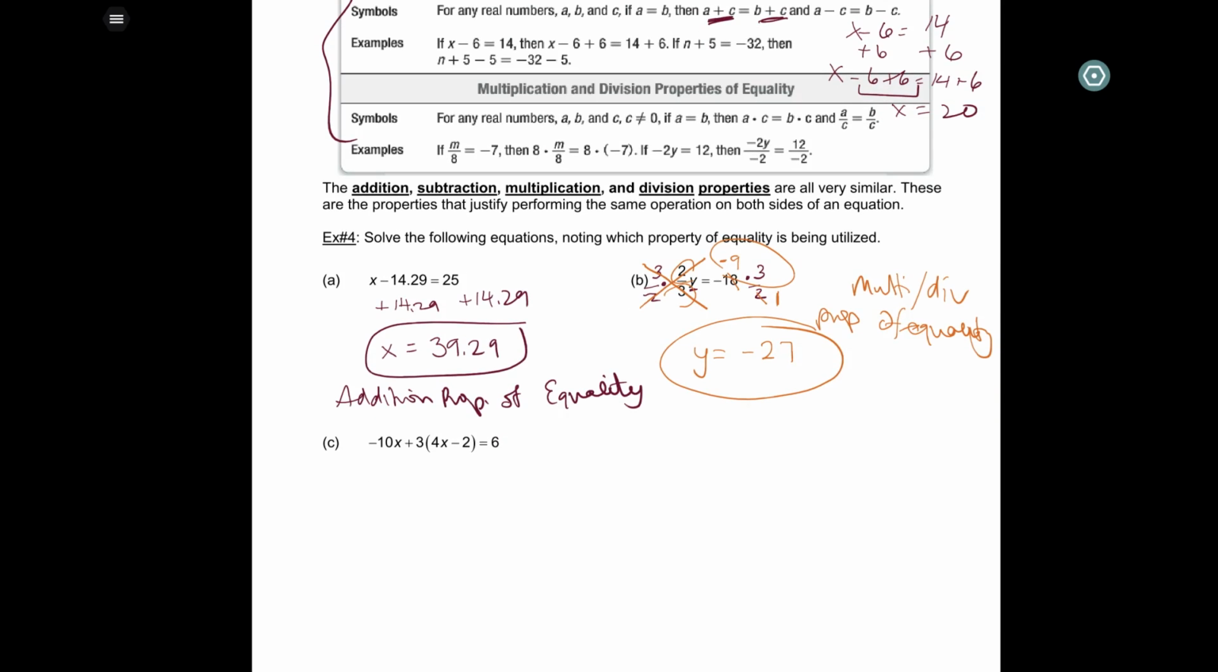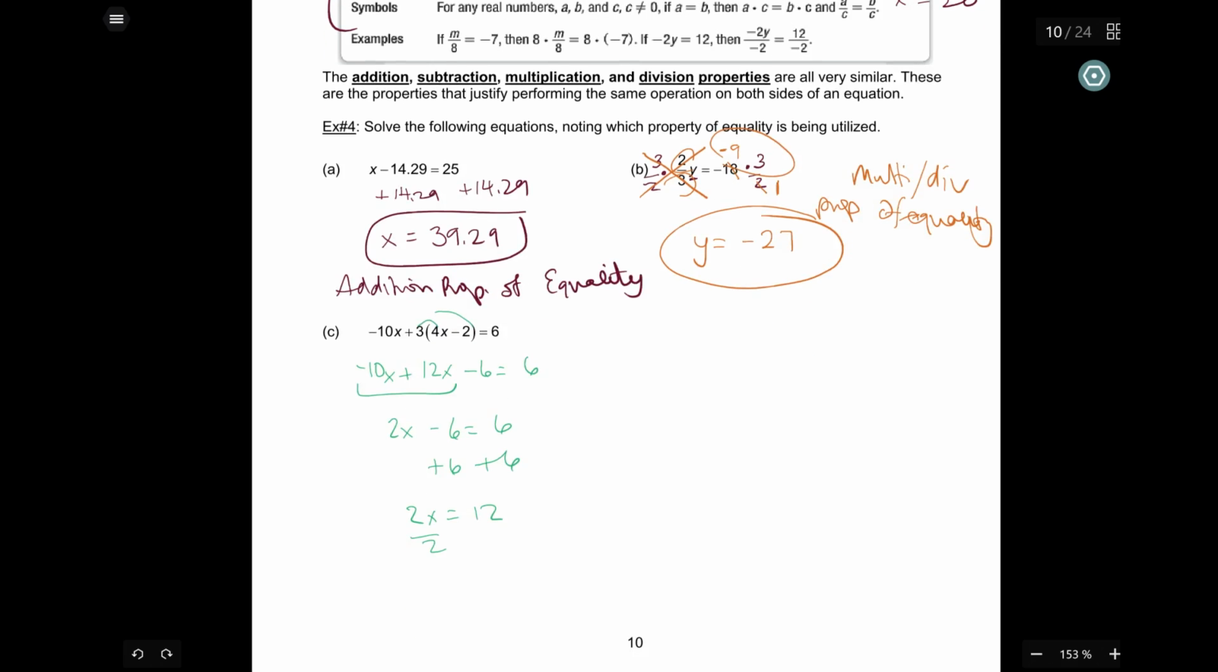Alright, and lastly, this is a rough one. So let's distribute out my 3. So plus 12x minus 6 equals 6. First thing I'm going to do, I'm going to combine like terms. Negative 10x plus 12x is 2x. Minus 6 equals 6. I'm going to add 6 on both sides. 2x is equal to 12. Divide by 2 on both sides. x is equal to 6.